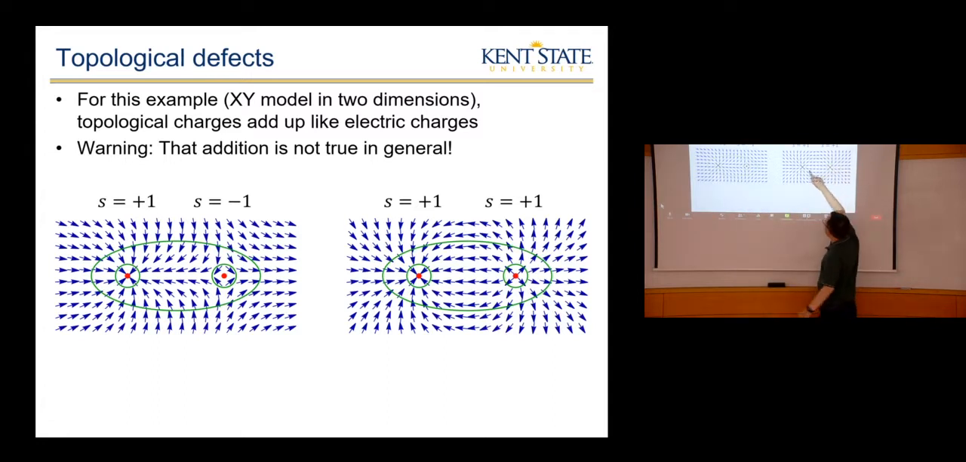So these charges add up like regular integers with positive and negative signs. Here's an example that has two plus ones. And if you draw a great big loop around both of them, you get a total topological charge of plus two, okay? So they're adding up like electric charges, like integers. The warning is this is not true in general for all topological defects, okay? This can fail for other examples. It works in this example, but not in others.